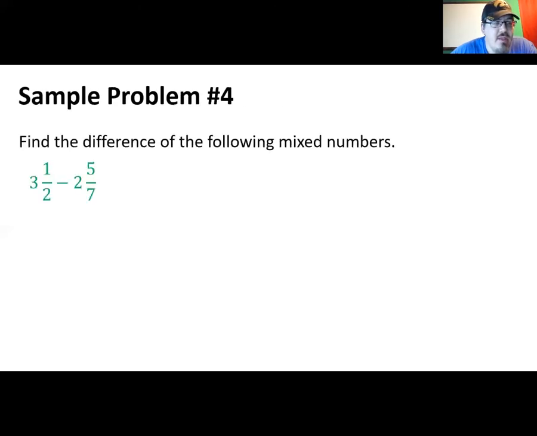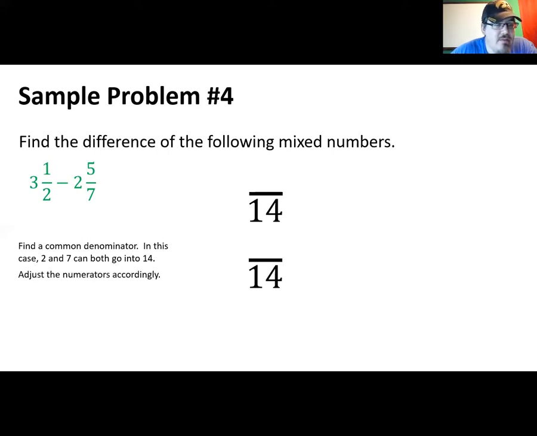Okay, so we're going to take 3½ and subtract 2 5/7. So like we did before, we got to have a common denominator for our fractions. 2 and 7 both go into 14. Adjust the numerators accordingly. So 2 times 7 is 14. So 1 times 7 is 7. On the second fraction, 7 times 2 is 14. So 5 times 2 is 10.